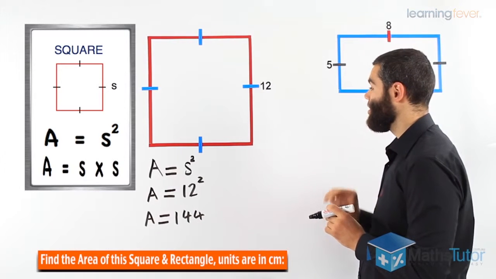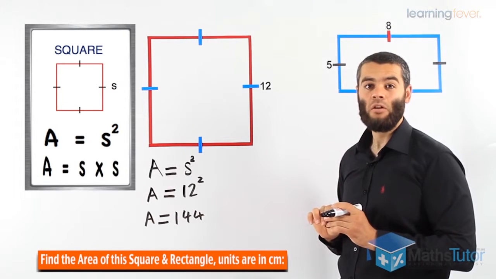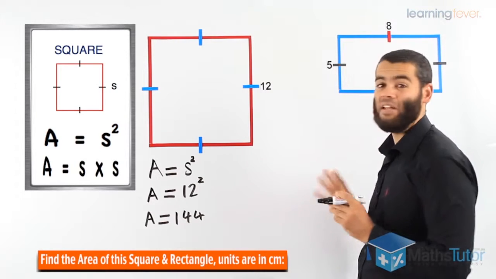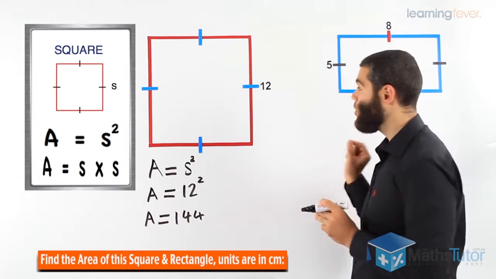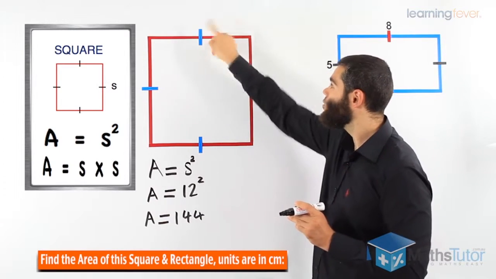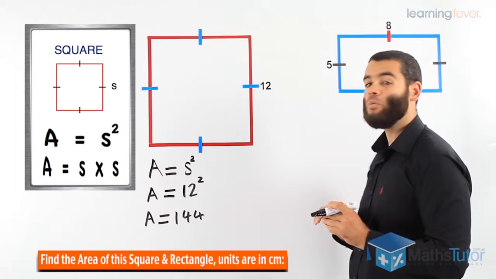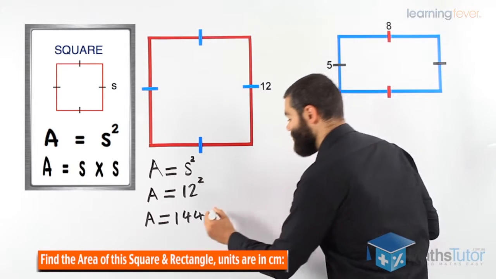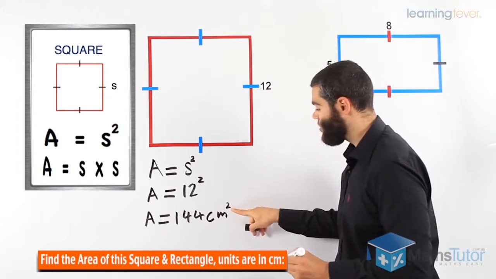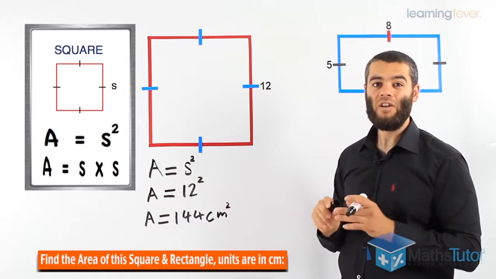Now, in this question, we need to be careful. It says, find the area of the square, all units in centimeters. So what does that mean? That means this is 12 centimeters, 12 centimeters, 12 centimeters, and 12 centimeters. Now, because we're working with area, it's 144 square centimeters. We show the 2 on top.